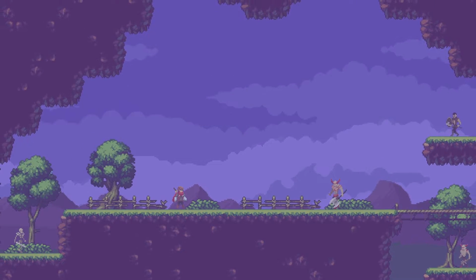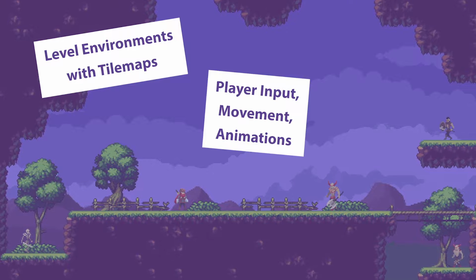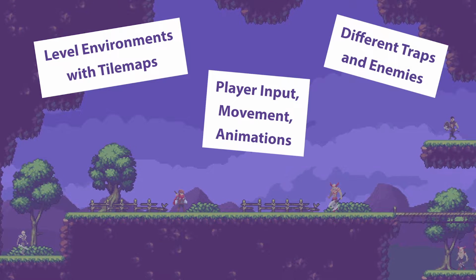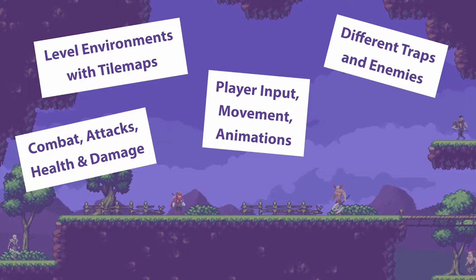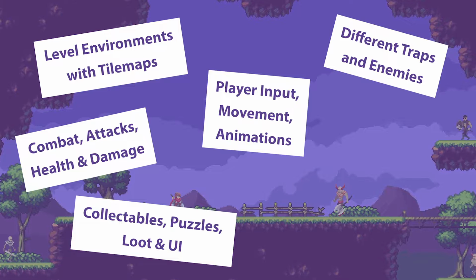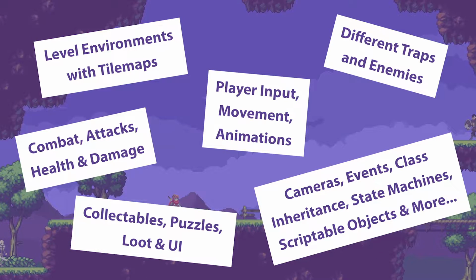Welcome to MixtroidVania, a brand new Unity tutorial series where we create a 2D MetroidVania action, adventure, platform master game including building level environments with tilemaps, player input, movement and animations, different types of traps and enemies, combat, attacks, health and damage, collectibles, puzzles, loot and UI, as well as cameras, events, class inheritance, state machines, scriptable objects, and more.